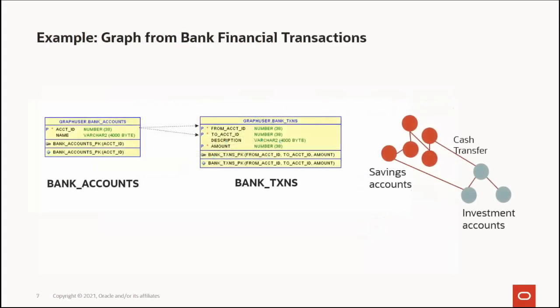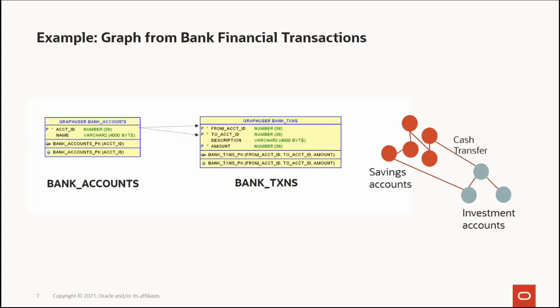Another example here is, let's say, a set of financial transactions. You have a bank accounts table, which is a set of bank accounts, and bank transactions, which indicate that there has been a cash transaction between two accounts. When you model this as a graph, every bank account can become a vertex in the graph, and every time there's a transaction between two vertices, that is an edge in the graph.